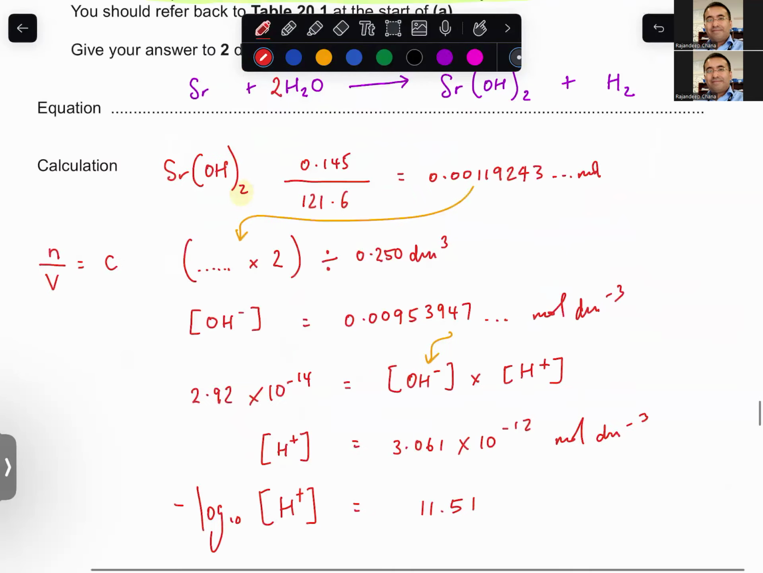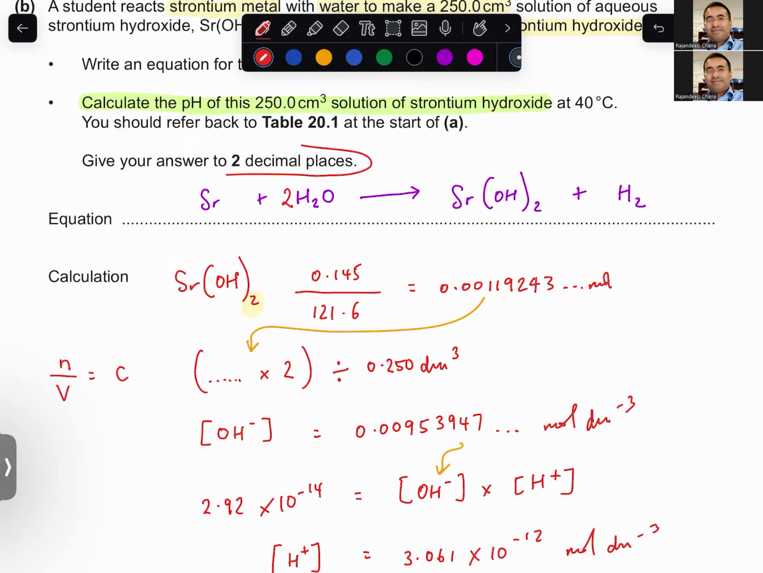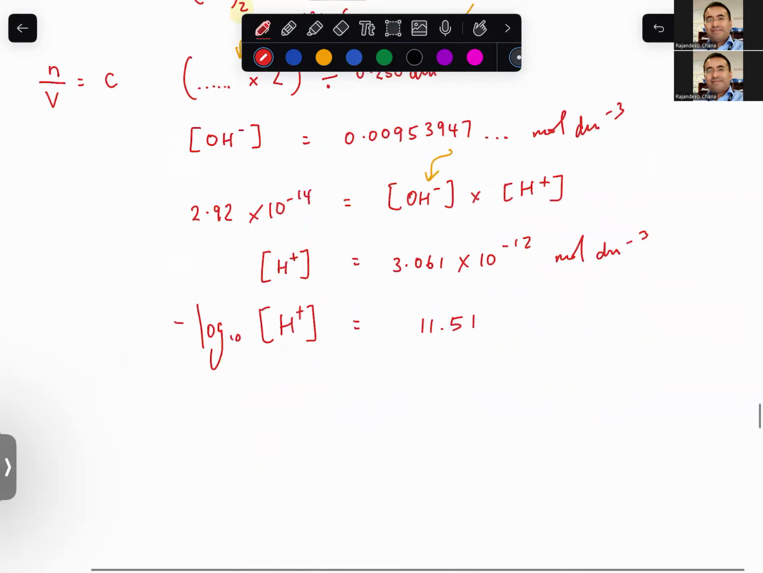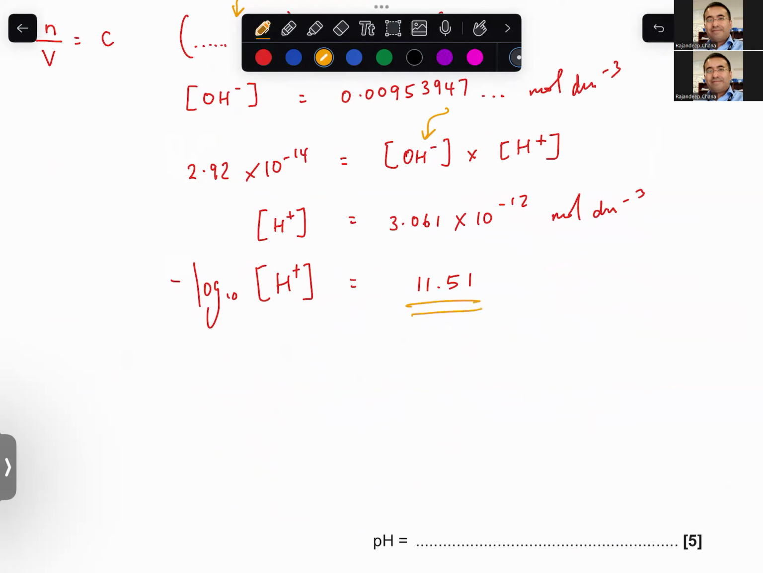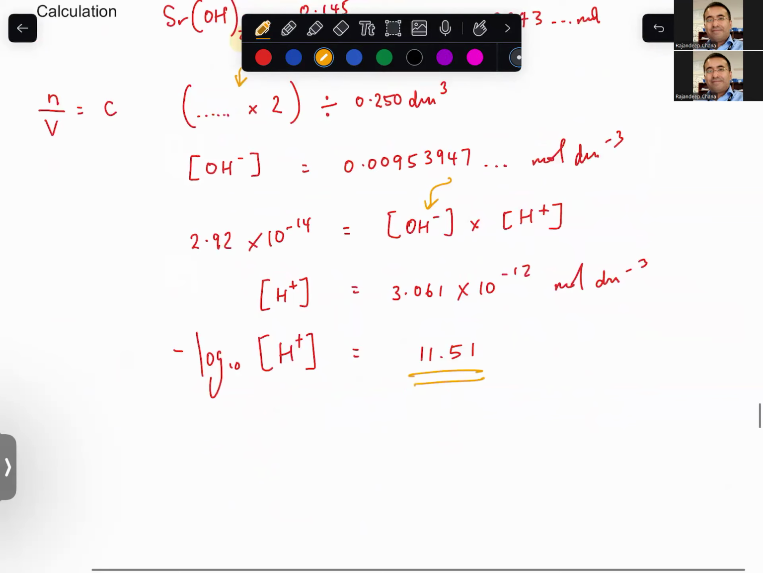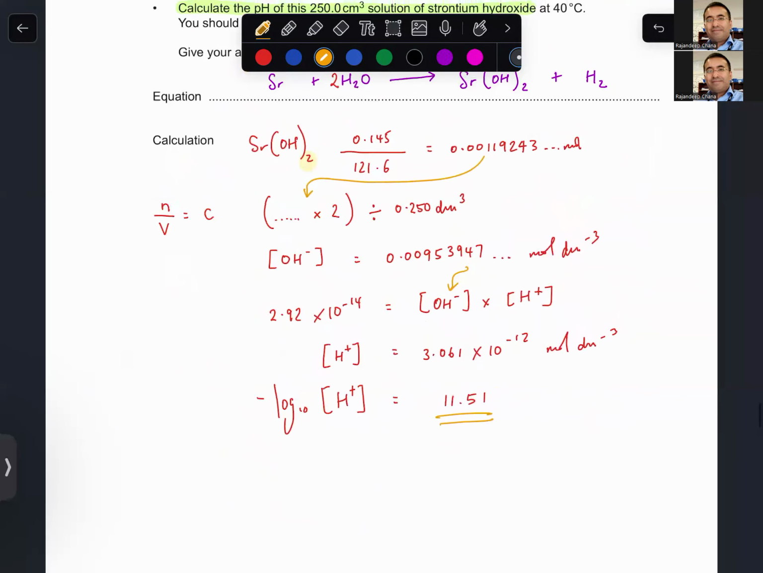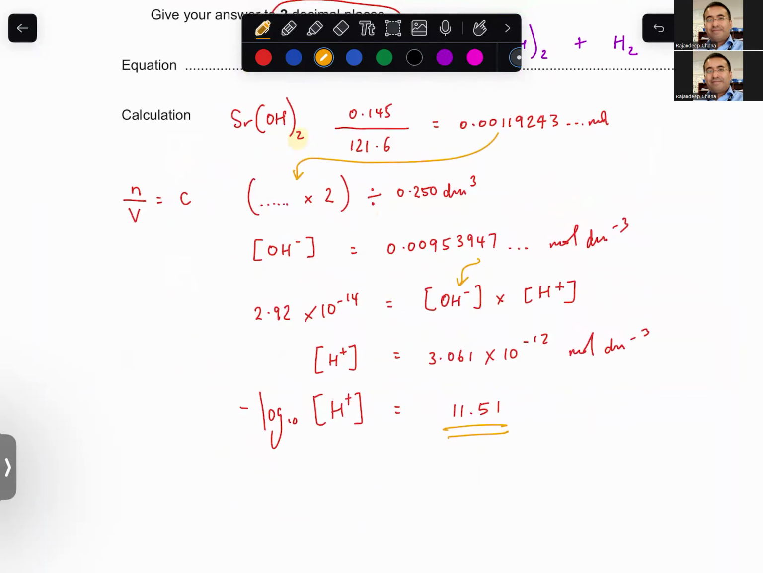It wants our answer to 2 decimal places: 11.51. Yep, and the mark scheme supports that. 5 marks, step by step. With hydroxides, where you've got 2 moles of hydroxide per 1 mole of the compound, please be mindful of that.